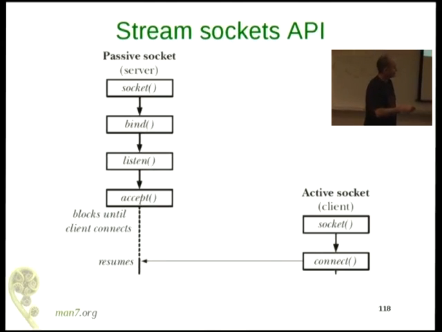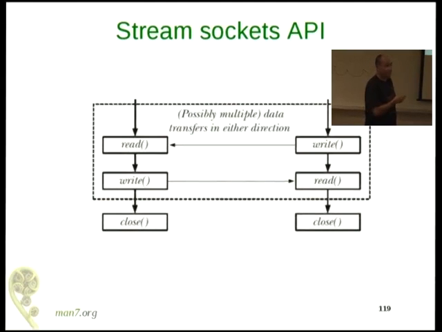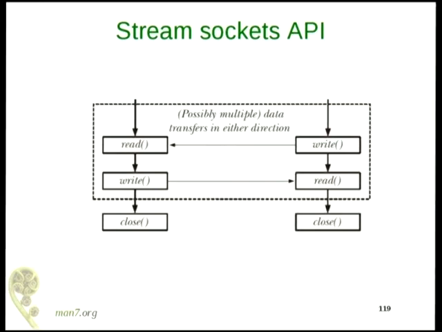Accept blocks until an active socket comes along. Okay, an active client says, I'm going to create a socket, and then I'm going to connect to the address that was specified here by the bind. And at that point, the accept unblocks, and the two processes can then communicate using traditional system calls, read and write backwards and forwards. When they've done, they can close their ends of the socket.